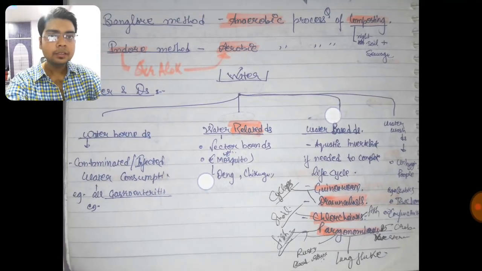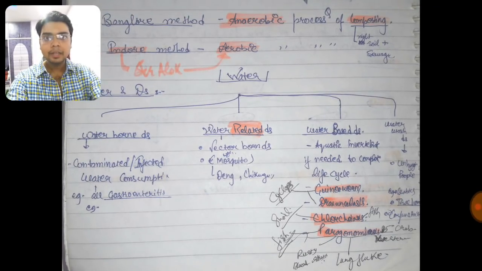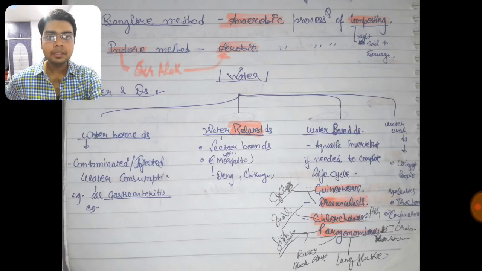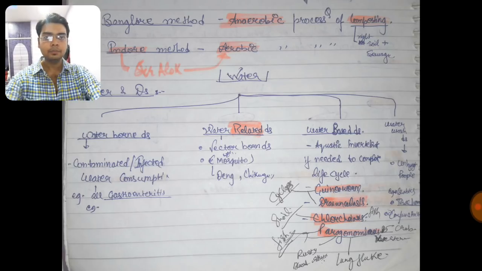Another question which is asked is Bangalore method and Indore method. So the Bangalore method is basically an anaerobic process of composting, while the Indore method is an aerobic method of composting.